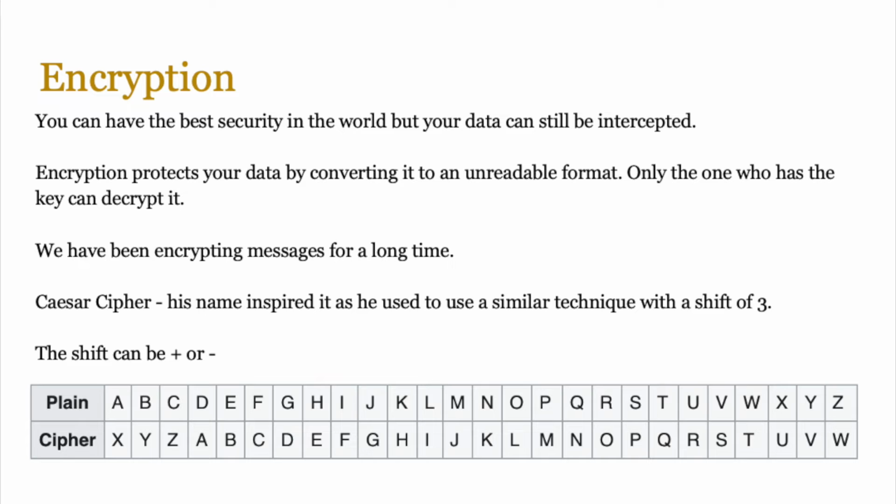Okay, let's look at encryption now. You can have the best security in the world, but your data can still be intercepted. Encryption protects your data by converting it to an unreadable format. Only the one who has the key, or the encryption key, can decrypt it.